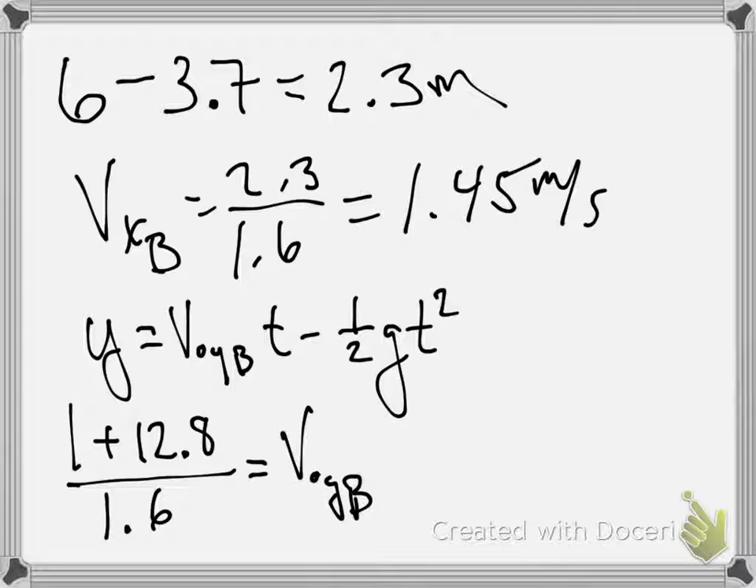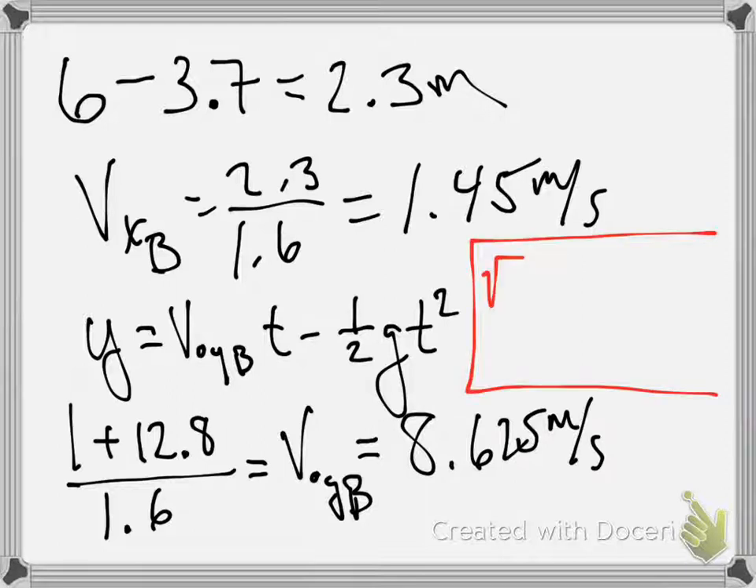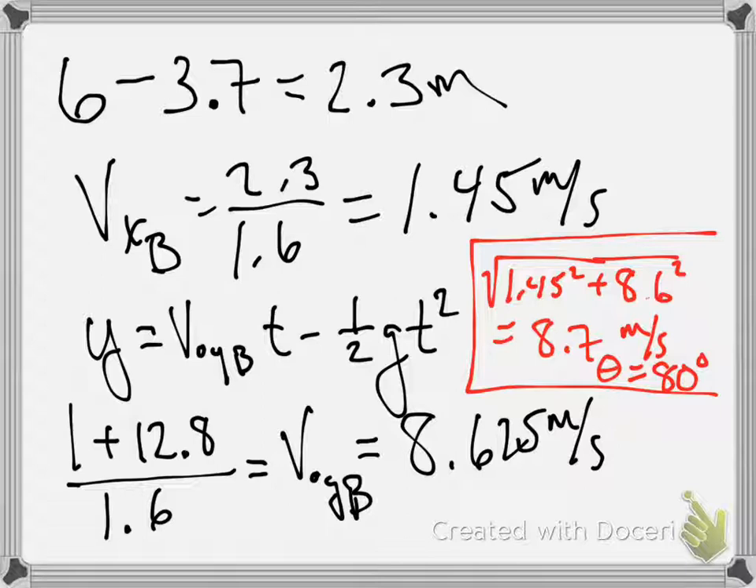They must have collided at the same instant, 1.6 seconds. So that gives me a clown B y velocity of 8.625. Now I know its x and its y velocity, so I can do a squared plus b squared equals c squared. From there I can do inverse tan and get an answer: 8.7 meters per second at 80 degrees for clown B's launch.